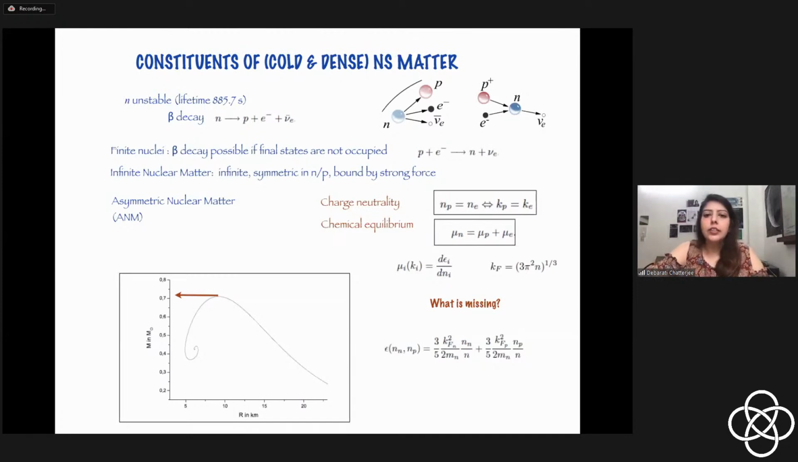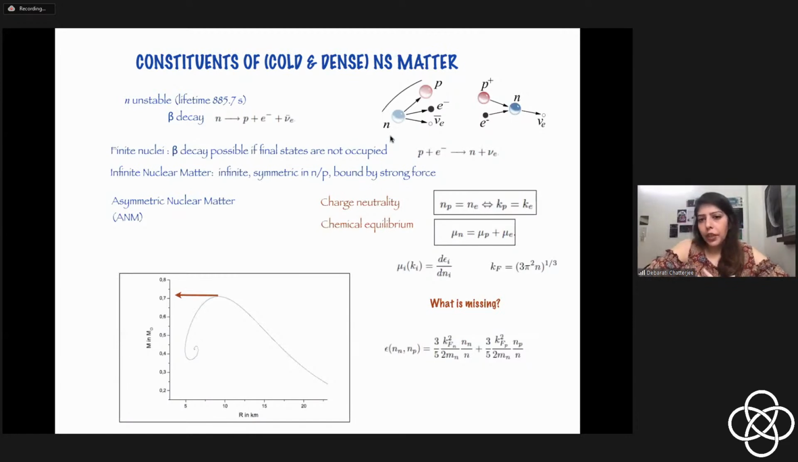So now there is a balance between these two reactions, giving us a chemical equilibrium. Chemical equilibrium is represented by chemical potential, which is nothing but the derivative of energy density with respect to number density. So you can write mu_n is equal to mu_p plus mu_e from these two reactions. This is a balance of beta decay and electron capture.